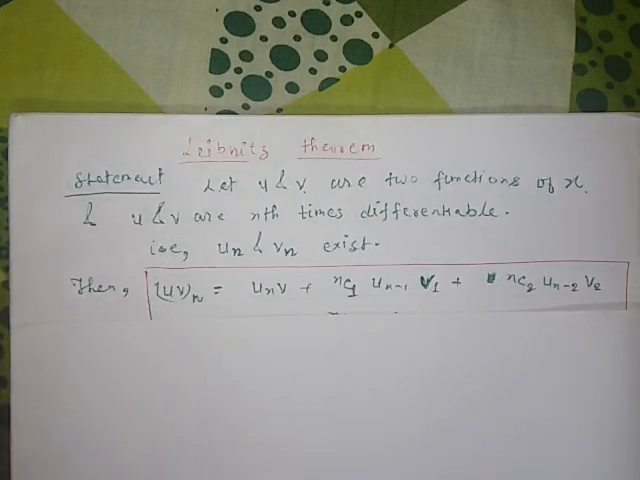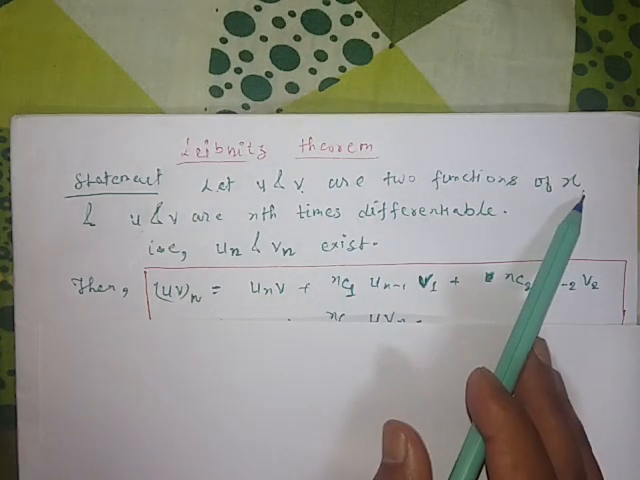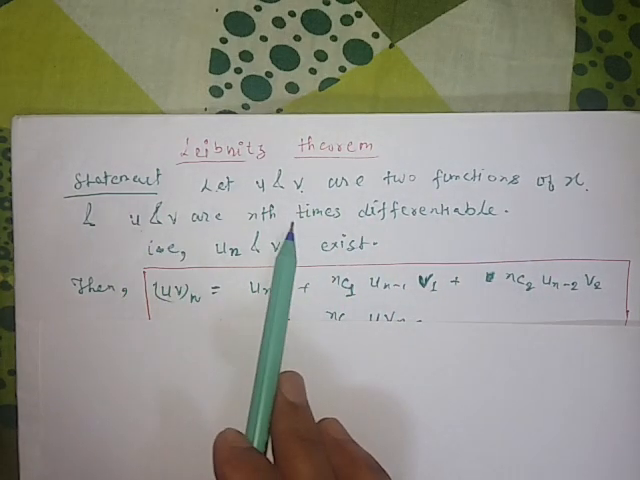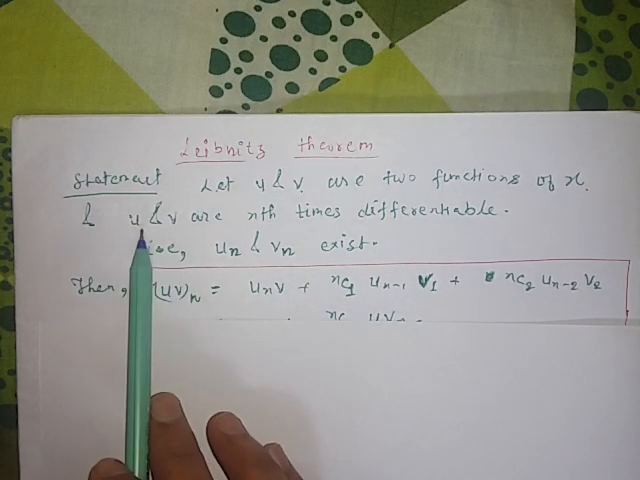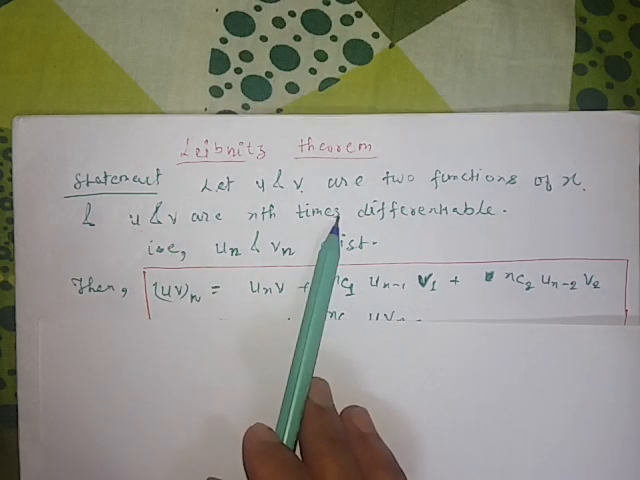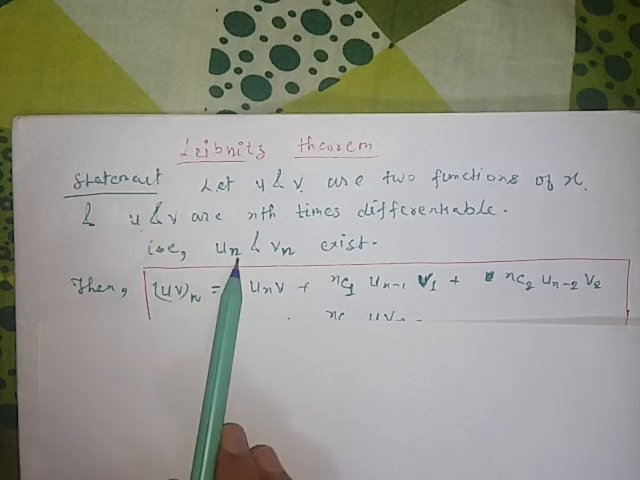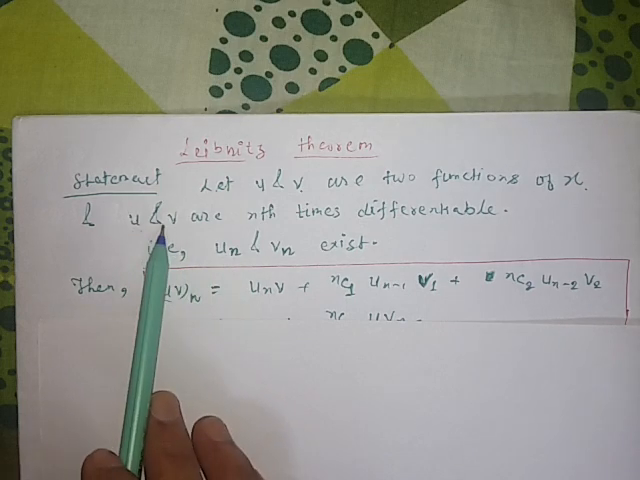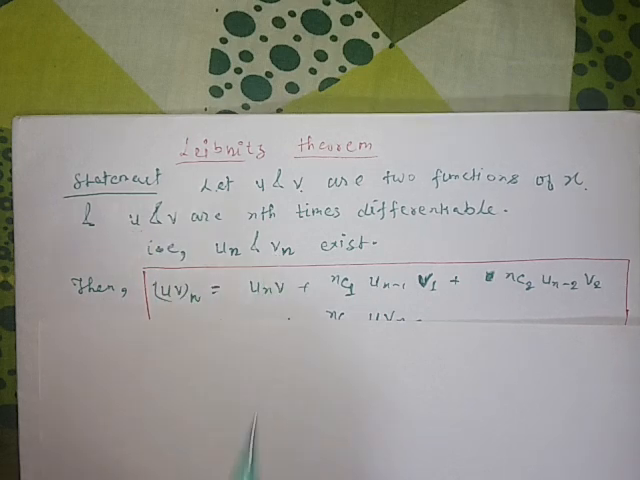I have already written the statement of this theorem. It says that let u and v be two functions of x such that u and v are nth time differentiable. That means we can differentiate both the functions u and v n times. We represent the nth derivative of u by u_n, n in the suffix. Similarly, we represent the nth derivative of v by v_n.